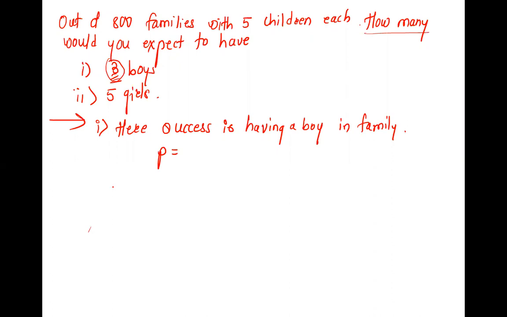In a family, we can either have a boy or a girl. So what are the total outcomes in a family? No, in a family, don't confuse. We'll go later to the case of 5 children.